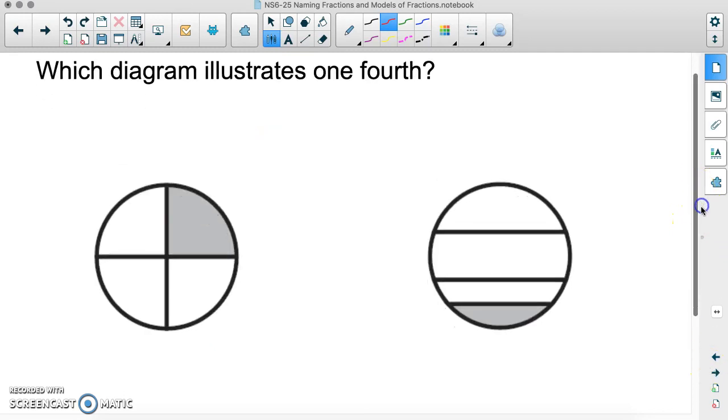So if we look at these two diagrams, which one of these two illustrates 1/4? Both of the circles are divided into 4s, but one of them is equal and one of them is not. So obviously this one here is divided into 1/4 because all of the parts of the circle are divided evenly.